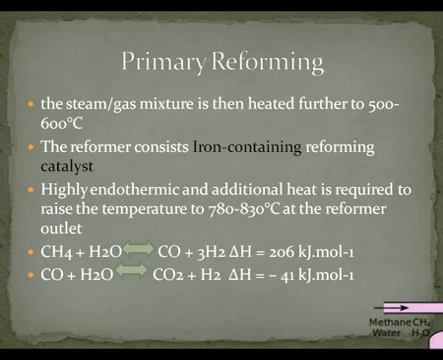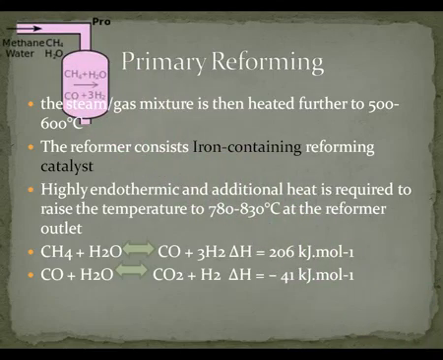Primary reformer. The steam gas mixture is then heated further to between 500 to 600 degrees Celsius after desulfurization. But because the reaction is highly endothermic, additional heat is required, so the temperature would be raised to between 780 to 830 degrees Celsius at the reformer outlet. The reformer consists of iron-containing reforming catalysts. So this is the first part in which catalysts are coming into action.